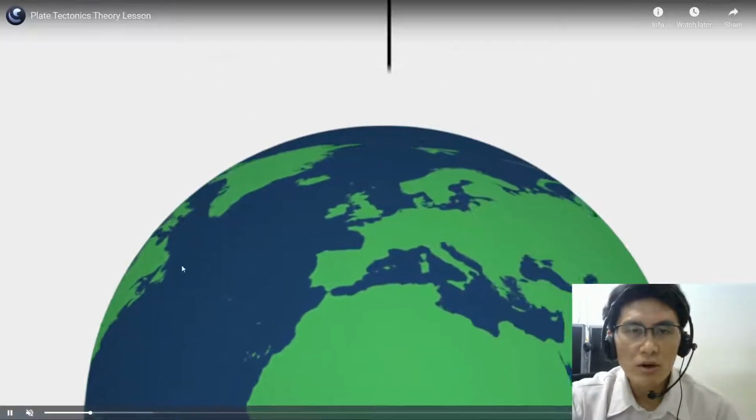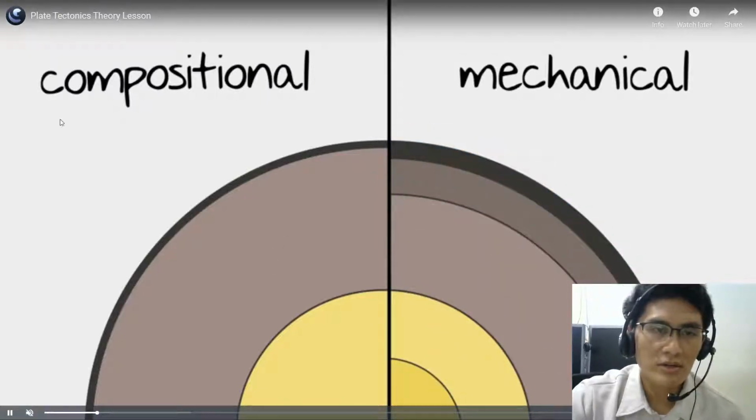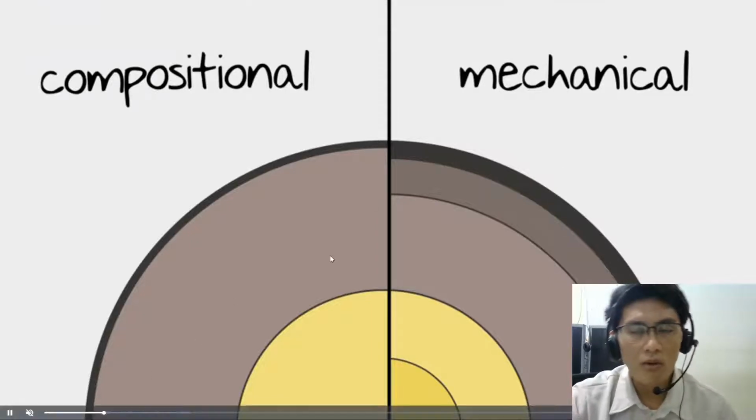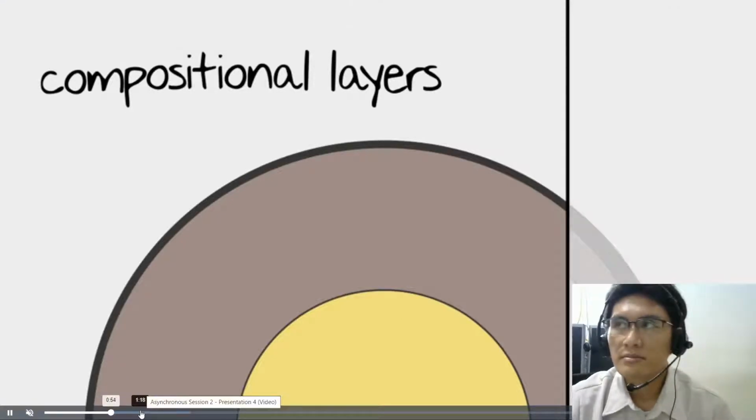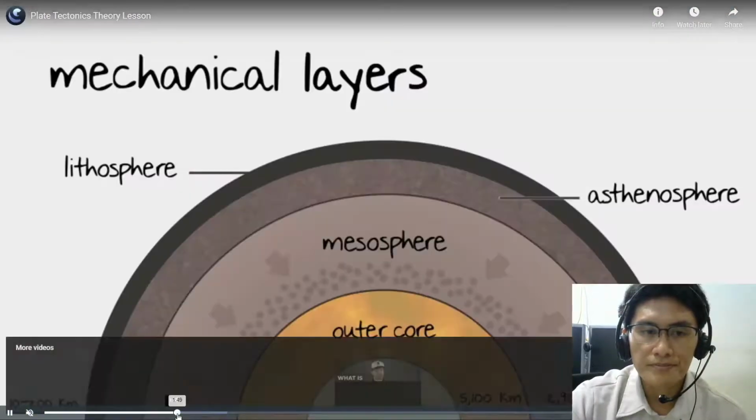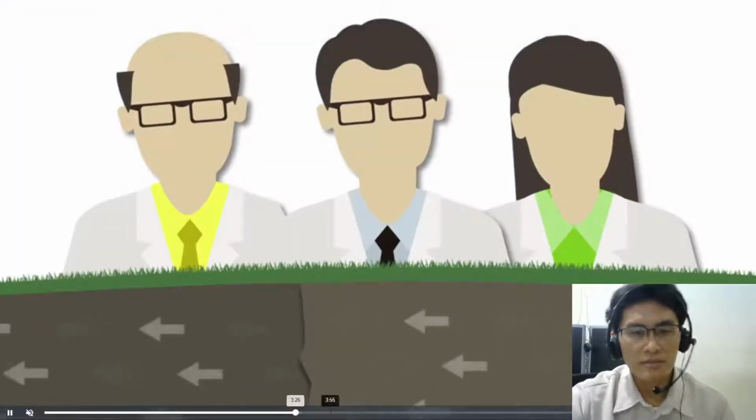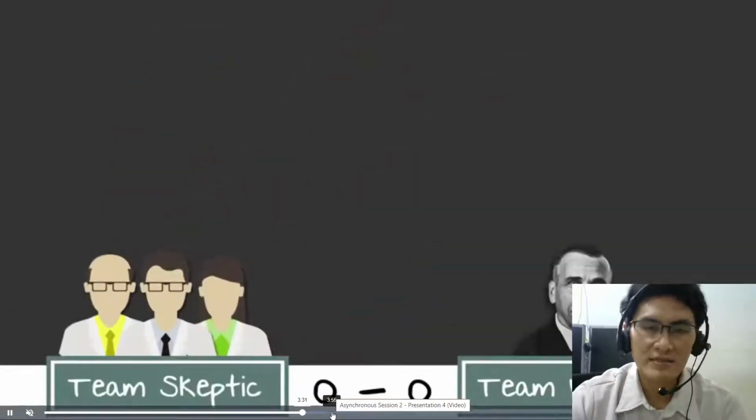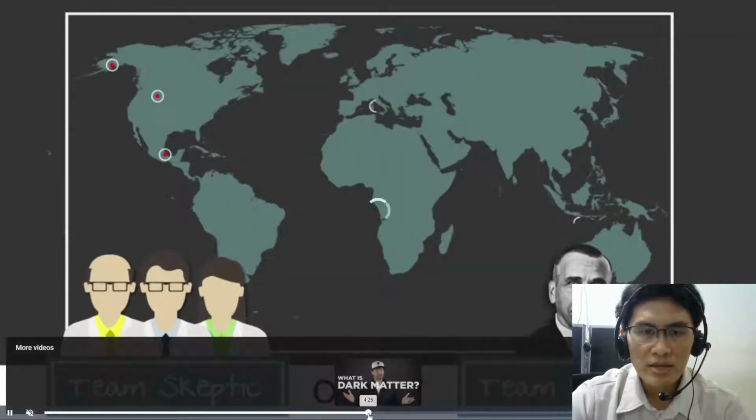But this one, I felt it very informative because it also discusses compositional and mechanical layers, just like how I discussed it to you. And although it has some concepts that we should be discussing later on, like this concept of Wegener, Alfred Wegener, and the continental drift theory, we should be discussing that later on in module 4, I think, right? But this is quite informative also.